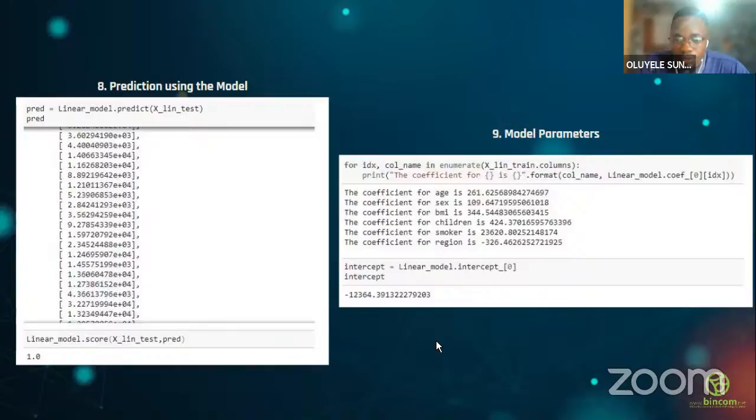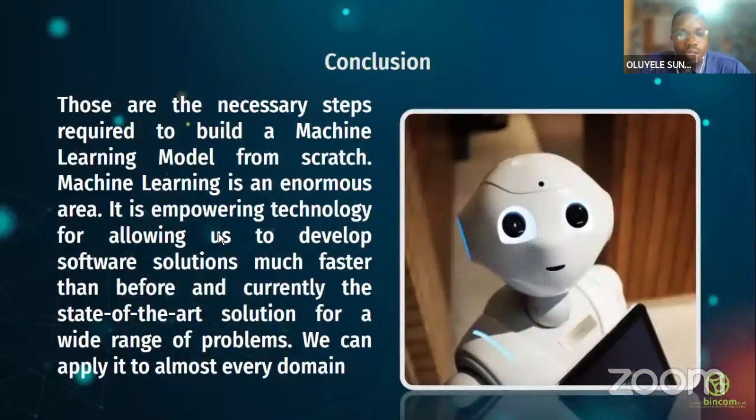That's all for the steps. So in conclusion, we can see that machine learning is an enormous area. It is an empowering technology for allowing us to develop software solutions much faster than before, and currently it is the state-of-the-art solution for a wide range of problems. We can apply it to almost every domain. It can be used in the health industry, and in marketing.